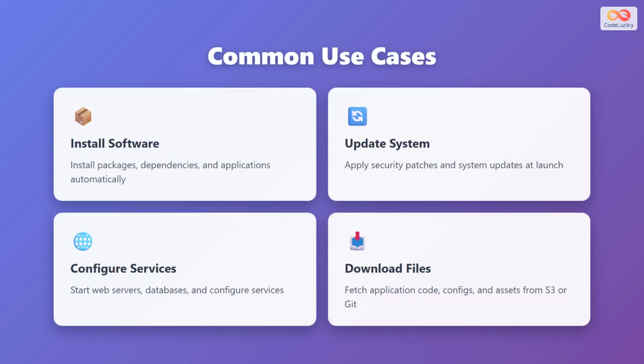There are several common use cases for EC2 user data. First, you can install software packages, dependencies, and applications automatically without manual intervention. Second, you can update the system by applying security patches and system updates right at launch. Third, you can configure services such as starting web servers, databases, and other applications. Finally, you can download files from S3 buckets or Git repositories, including application code, configuration files, and other assets needed for your application.